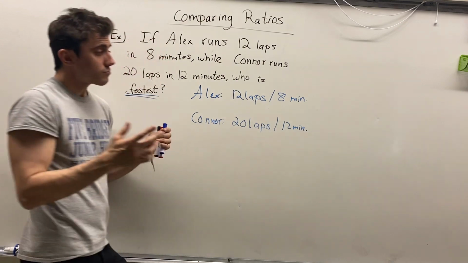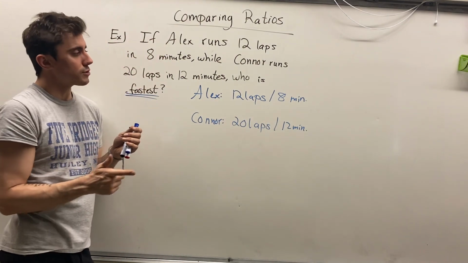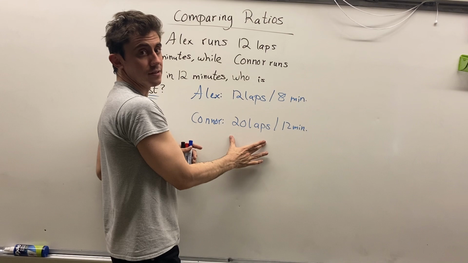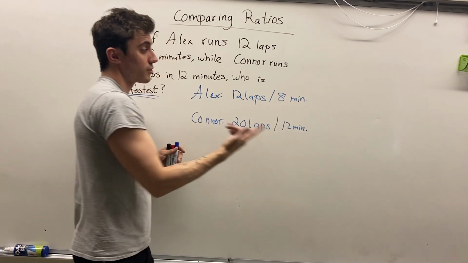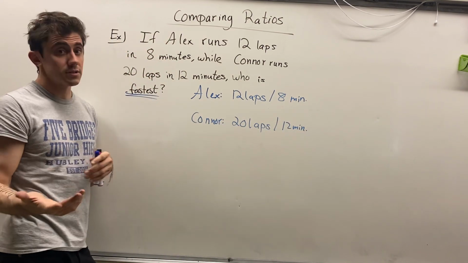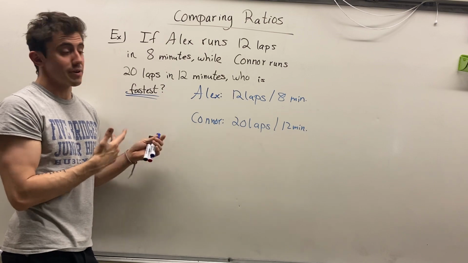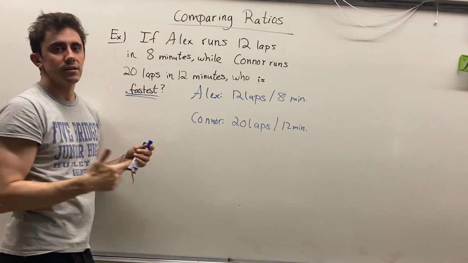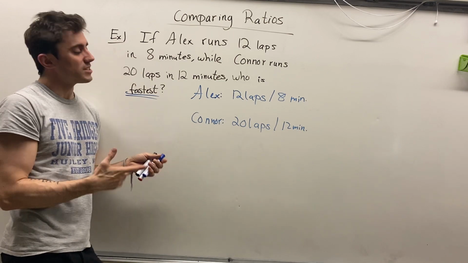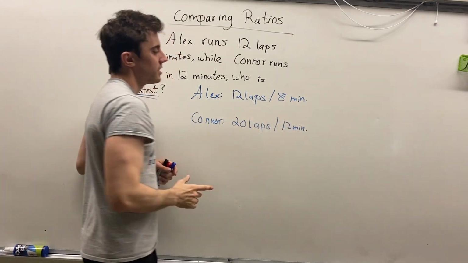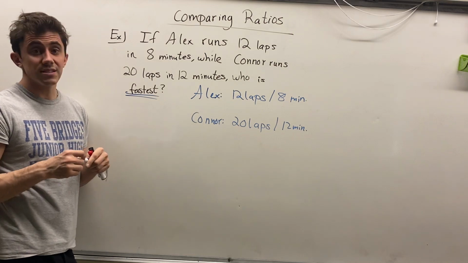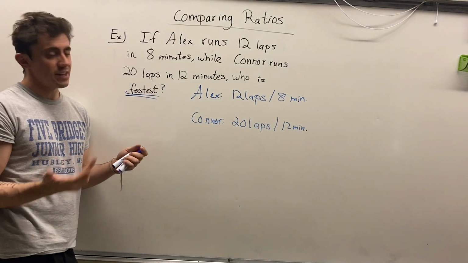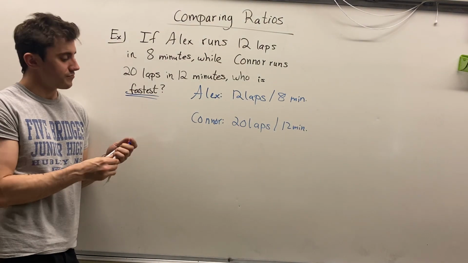Alternatively, we could also equate the number of laps that they run and simply look at who ran for the least amount of time. That would also tell us who's running the fastest, right? If you run the same distance but use less time, clearly you're running faster. And so we have many different strategies to compare these two rates and figure out who's fastest. I'm just gonna offer you guys a few suggestions and you can pick whichever one you prefer, okay?